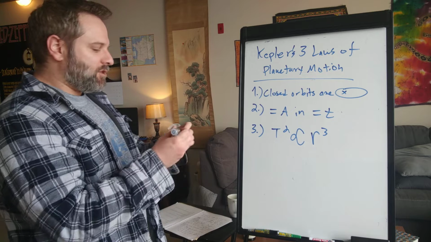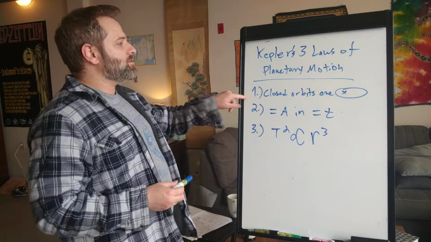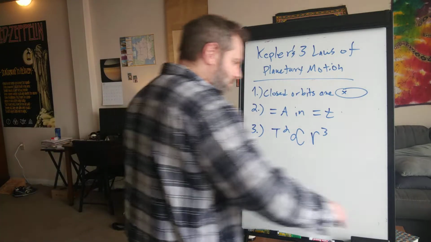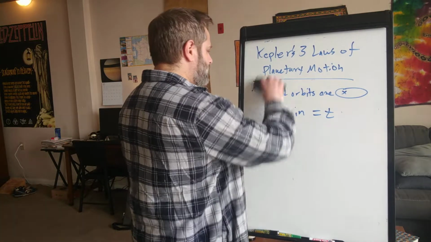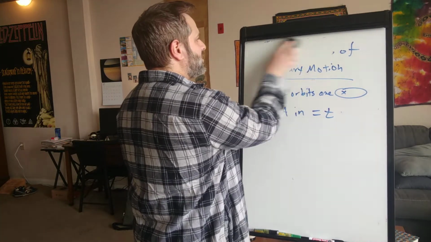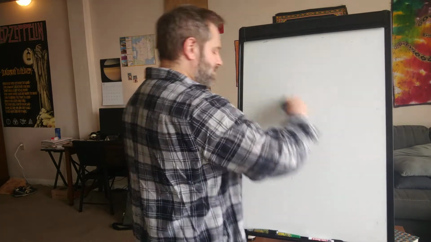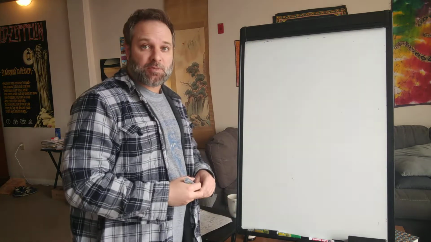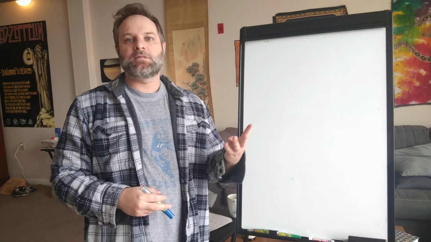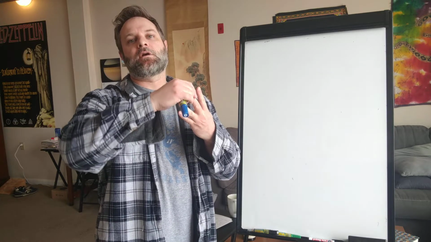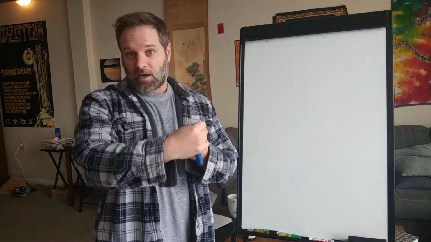But first, we'll clarify a little bit about closed orbits being elliptical with the sun at one focus, right? You may think, well, okay, if closed orbits are elliptical, why even mention the word closed if there's not another option? Well, there is. There's also open orbits. So there are four types of orbits. There are elliptical, there are circular, there are hyperbolic, and there are parabolic.